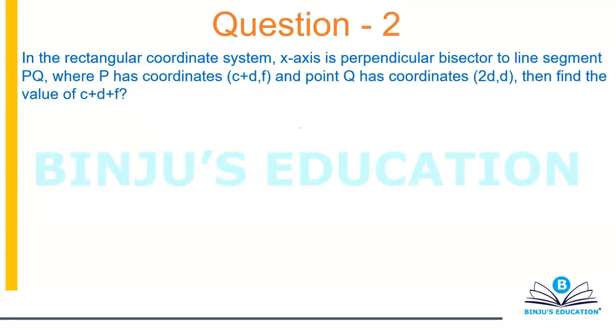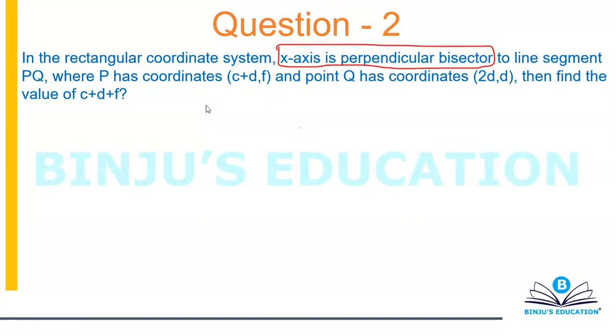All right. Second one. In a rectangular coordinate system, x-axis is the perpendicular bisector to line segment PQ, where P has coordinates c plus d comma f and Q has coordinates 2d comma d. Then find the value of c plus d plus f. Now in this case, x-axis is the perpendicular bisector of PQ.